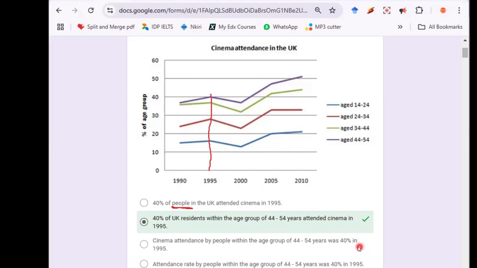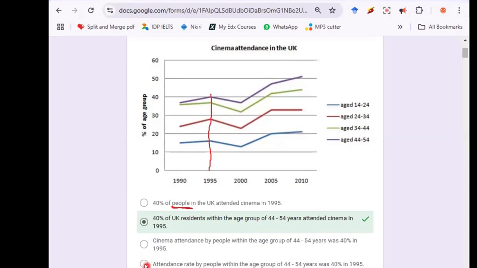You have complicated it. You are trying to demonstrate vocabulary, but in your attempt, you have caused confusion for yourself and for the examiner that is reading your sentence. No, it's poor. What we have on this chart is very straightforward: percentage of age group that attended cinema. Percentage of 14 to 24 years that attended cinema, that's the first line. Percentage of 24 to 34, that's the second line. So percentage of age group, in the UK. Those 3 things must come together. So number 3 is very awkward.